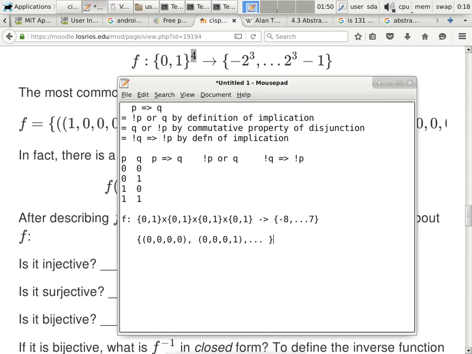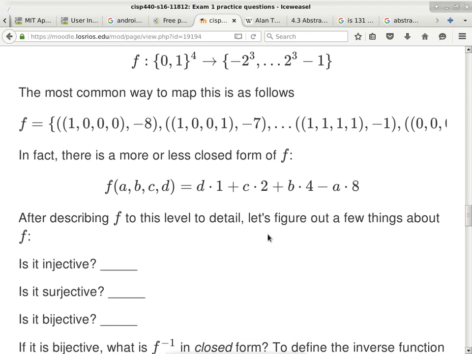So let's go back to the question and find out what you are asked to do. Okay. So the function can be defined like this. Function f is a function, and the way we apply the function is that it has 4 parameters. A is 0 or 1, B is 0 or 1, C is 0 or 1, D is 0 or 1. So a closed form of this equation is to multiply D by 1, multiply C by 2, multiply B by 4, and multiply A by 8. Well, this is minus A times 8. That result will give you the value.